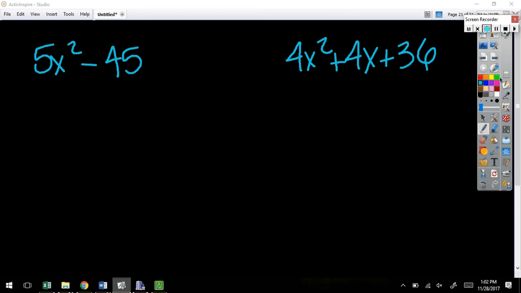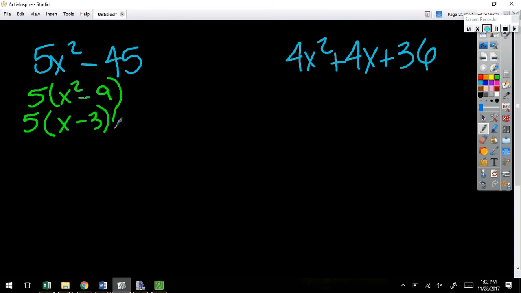All right, well, let's factor it together. What can you take out of the first one? 5. x squared minus 9. What can you do here? x plus 3, x minus 3. There's the difference of two squares. 5 is already a prime number, so it doesn't break down any further.